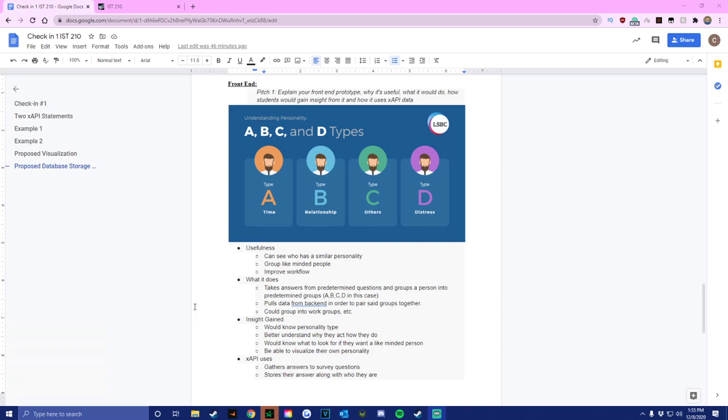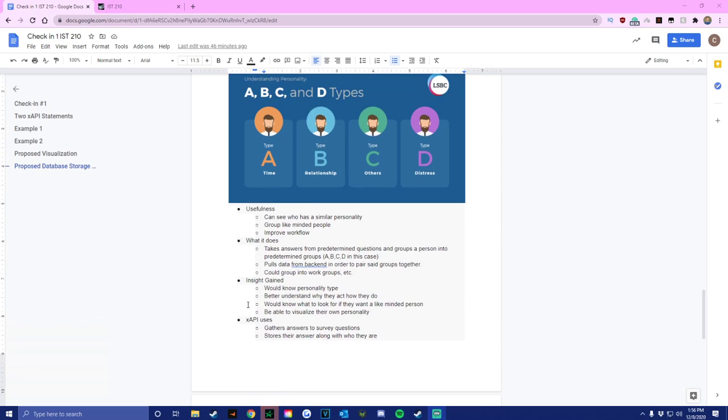But what insight people are going to gain from it, I already talked about a little bit up here for what it does, but you'll get to know their personality type, understand why they act how they do, so it'll help them better visualize that. You know what to look for when you look for a like-minded person. So without knowing exactly what you are, it's hard to look for somebody similar, but if you wanted to do it that way, you can do that, and you can also visualize your own personality, like I said before.